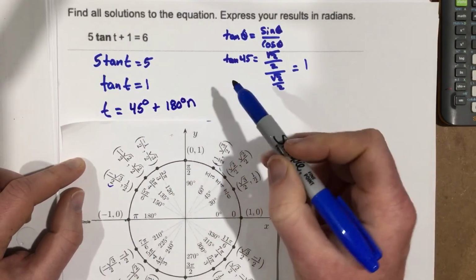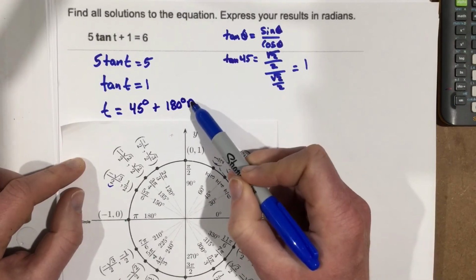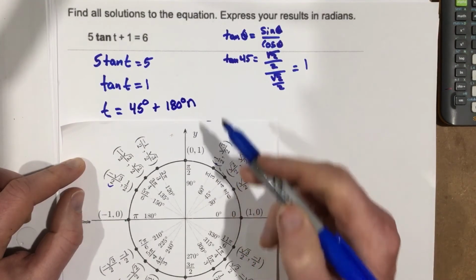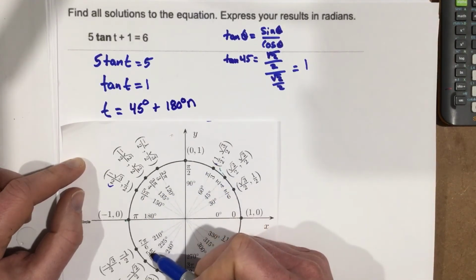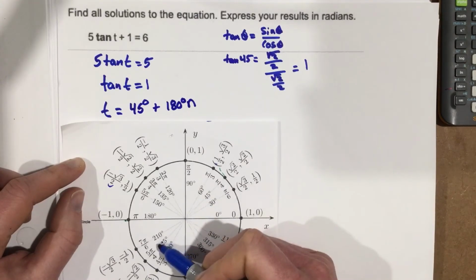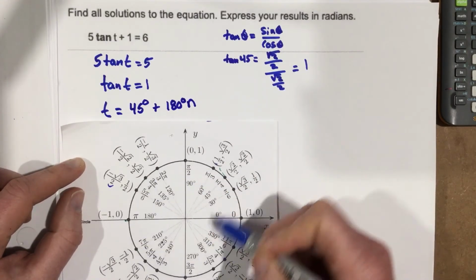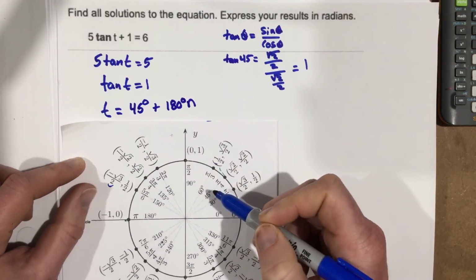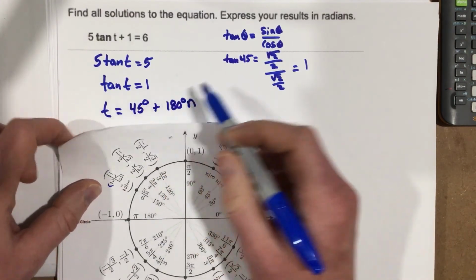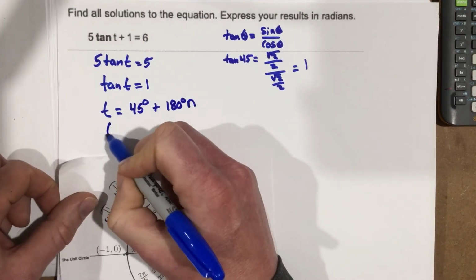Because if let's just say n is 0, then I would have just the 45 degree mark. If n is 2, now I get both the solutions. If n is 3, I get 3 of them, so on and so forth. It'll just keep going around coterminally and give me all the possible solutions. Now that's if we're in degrees. What if we're in radians?